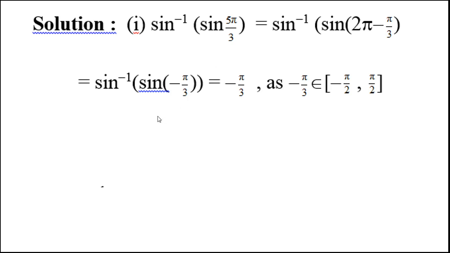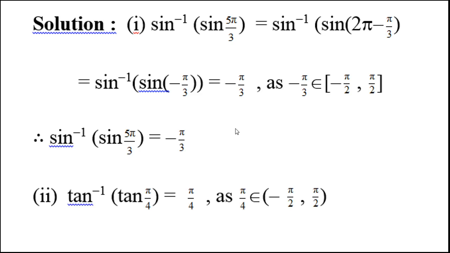Now we observe this minus pi by 3 lies between minus pi by 2 to pi by 2, and therefore I can say that this is the simplification, this is the value of sine inverse of sine 5 pi by 3. Okay, so this is the solution to the first problem.